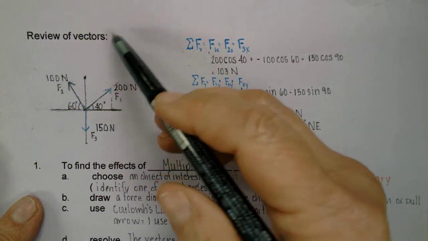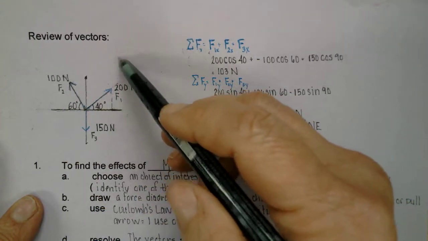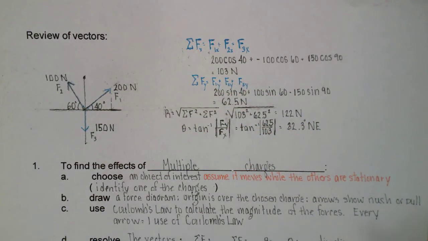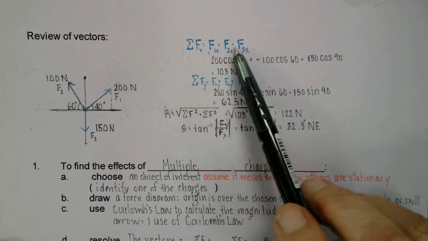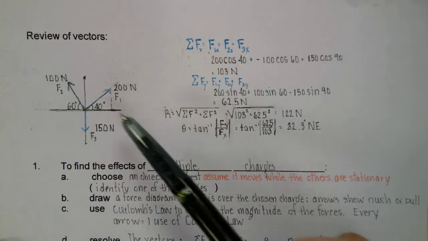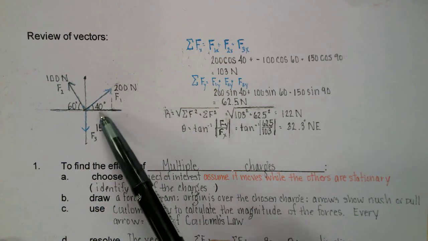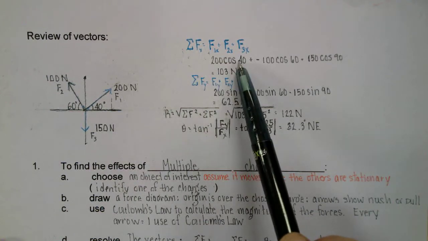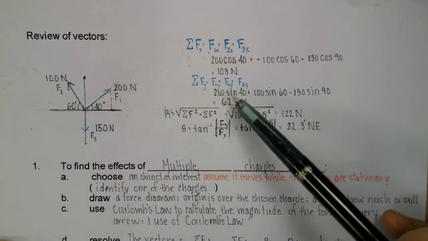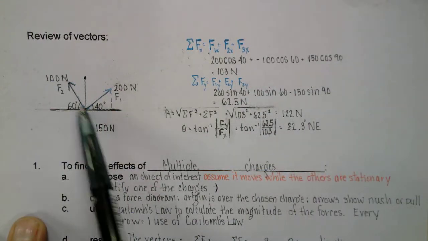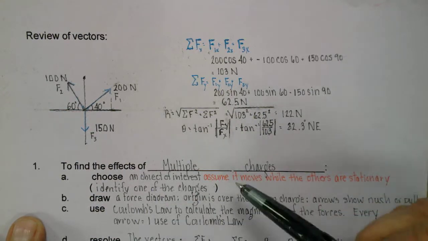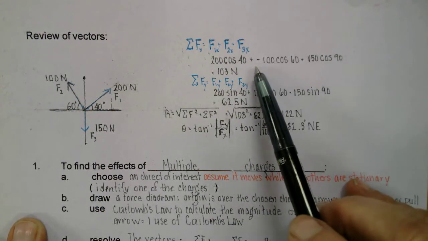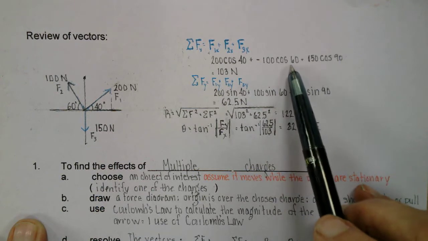And you could add up all of the x's and all of the y's, and then find the hypotenuse of those two legs. That's essentially what we're doing here. So first, the sum of the x components. F sub 1x is 200 newtons at 40 degrees, and it's positive because it's in the positive x direction. However, F sub 2 is to the left of the y-axis, off of the negative x-axis, so it's negative 100 cosine of 60.